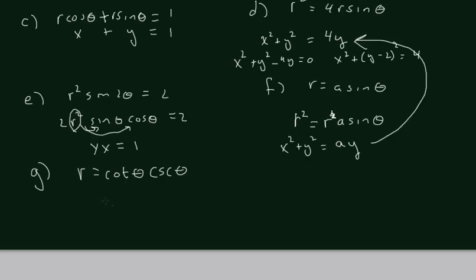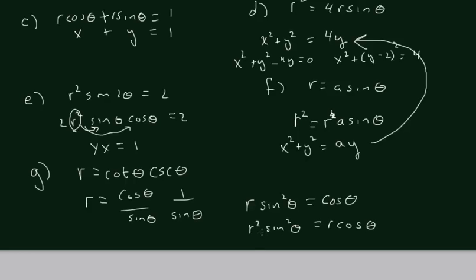Okay, last one is G. r equals cotangent theta cosecant theta, and there are several ways to do this, but we recognize cotangent as cosine theta over sine theta. Cosecant is 1 over sine theta. If we multiply that to both sides, we have r sine squared theta equals cosine theta. Multiply both sides by r.